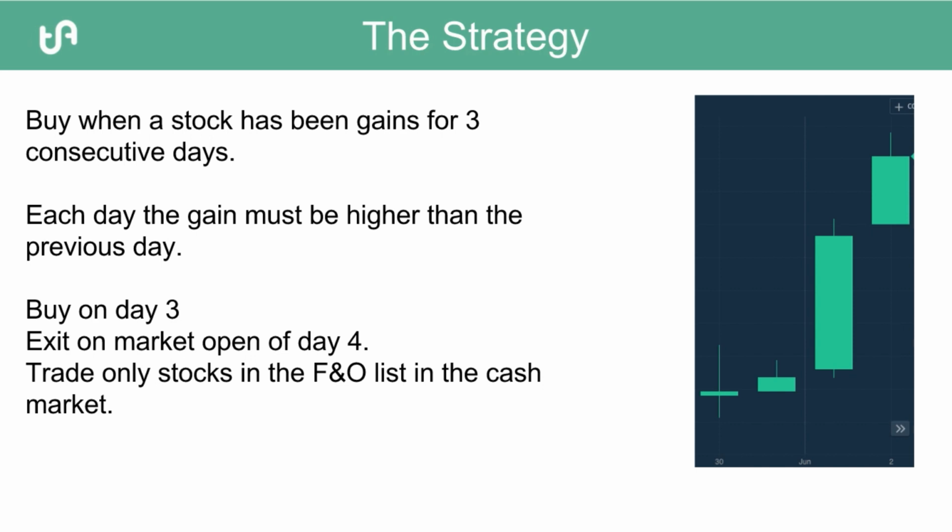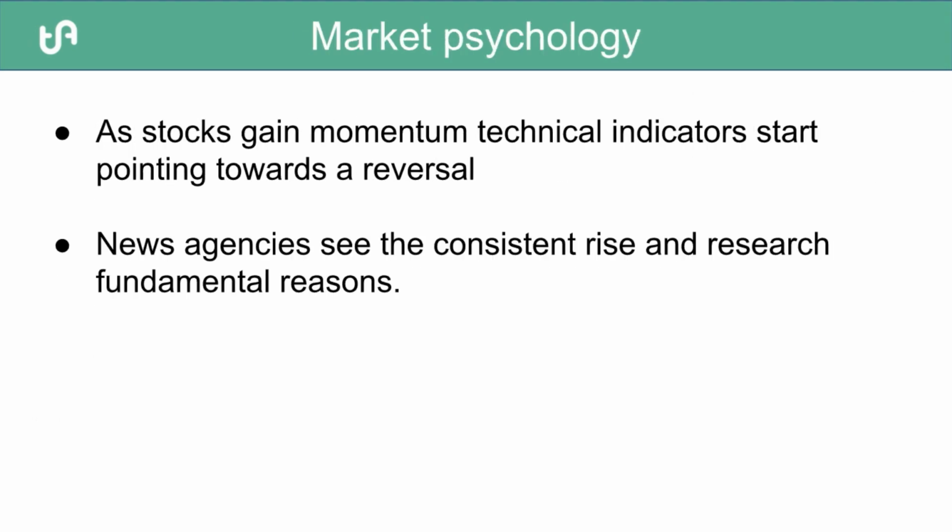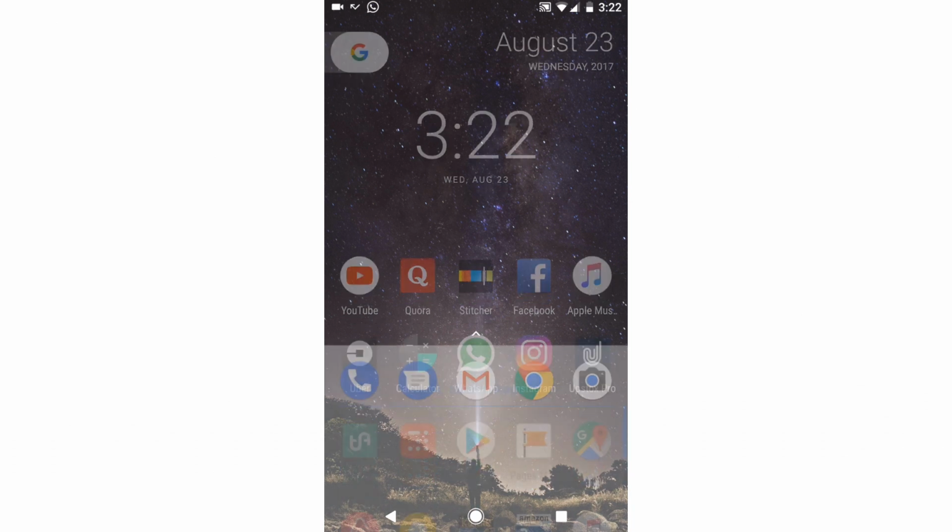Guys, what you just learned is your first algorithm. Algorithm is nothing but a set of rules to be followed which gives you a buy or sell. That's it. And if a computer does it, you can be sure that it will work better. Now, how you can scan stocks is on the app. Let me show you the app. Now, let me place an order.